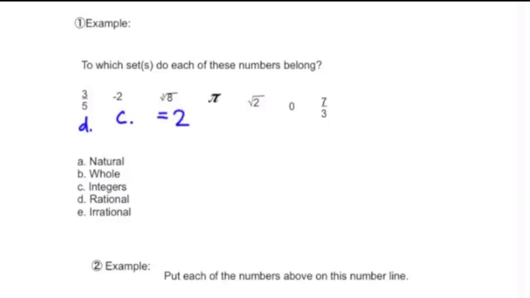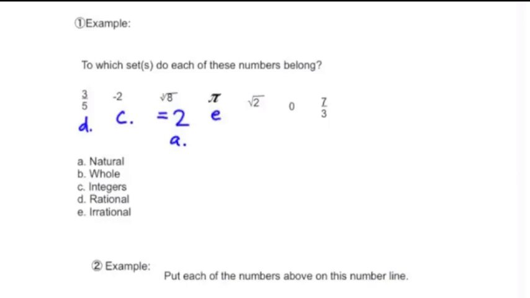So you can't just look at things on the surface level. You have to actually simplify it and then decide what's going on. 2 happens to be a natural number. And do you notice also that it's a whole number, it's an integer, it's a rational number. But we're asking for the smallest set to which it belongs. Okay, pi, we already talked about.